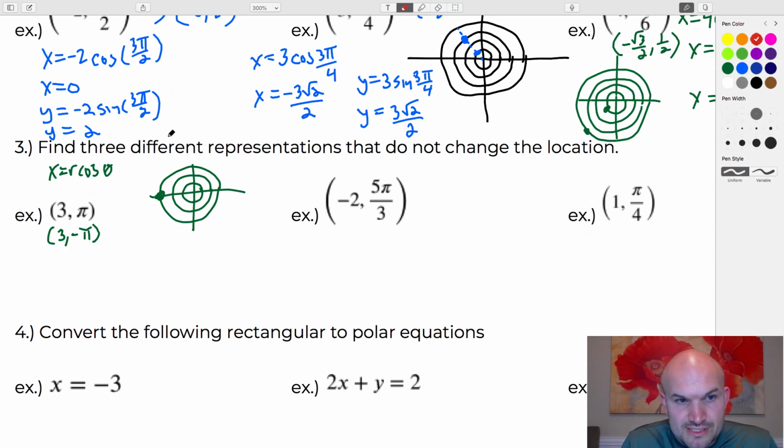Now, if you look at this point over here, that is the cosine of 0, right? That's 0 degrees. So the cosine of 0 is +1. So if I change this to -3 times the cosine of 0, what you guys can see is that's going to give you actually the same point, right? Because what is the cosine of 0? 1. 1 times -3 is -3, which takes you back to that point. Now, I could do -3 and I could add a 2 pi, right? That's another representation. So there's 3 representations right there.